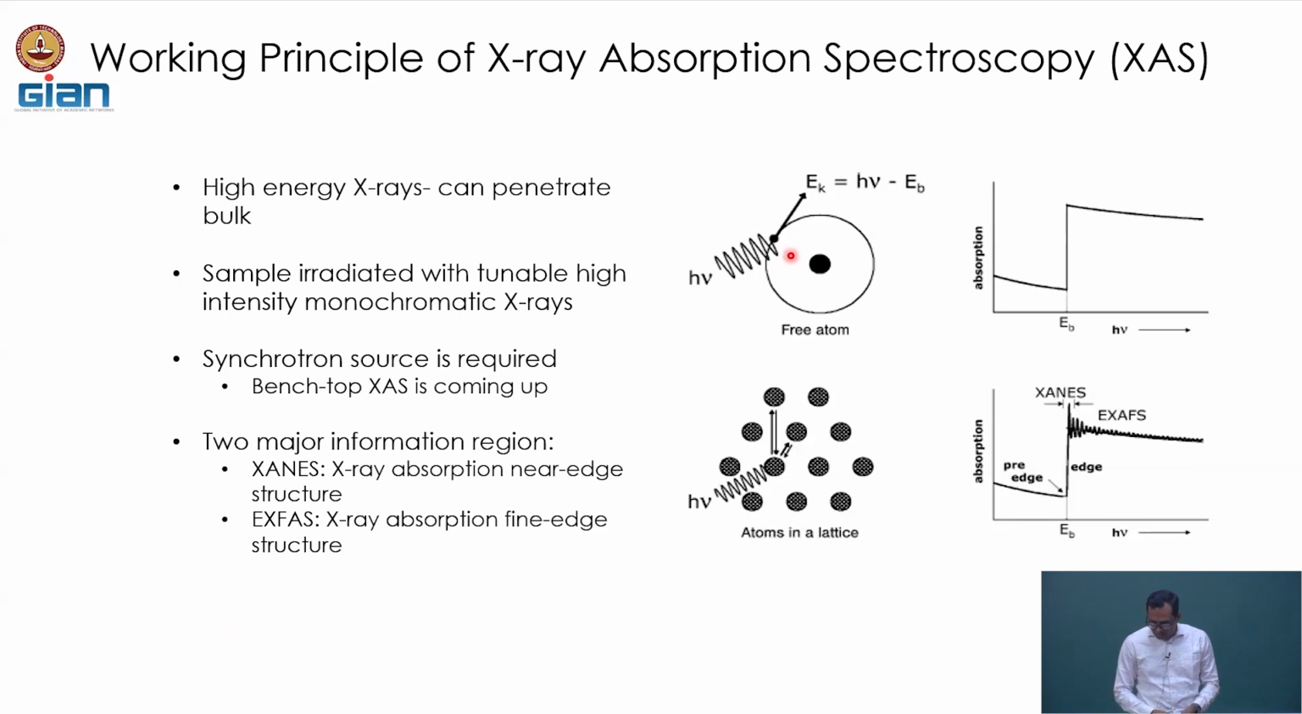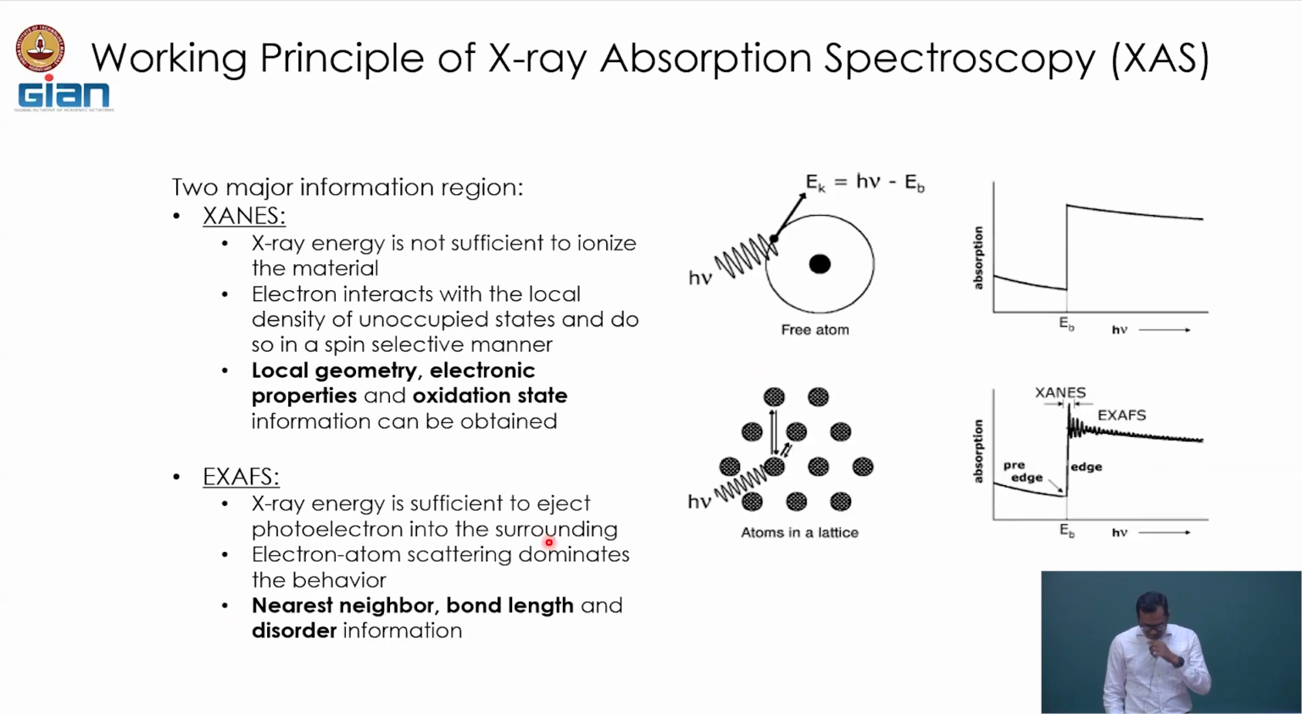So, there are two major techniques. One is called XANES, which is X-ray absorption near edge structure. The other is EXAFS, which is extended X-ray absorption fine structure, and we will look at these a little bit. So, simply speaking, we have energy that is tuned from a very low value to a very high value. These are monochromatic but tunable X-ray energies.